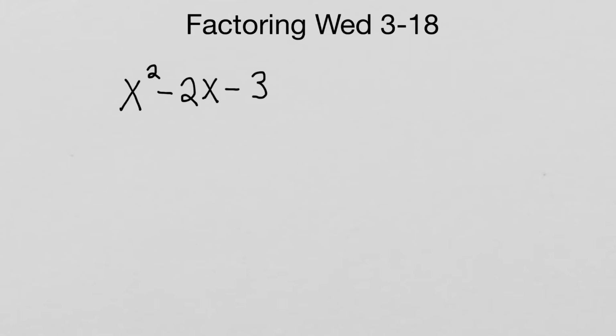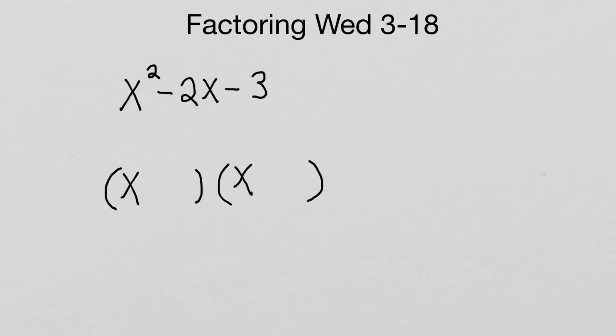Here we've got a trinomial, x squared minus 2x minus 3. We want to factor this into two binomials. So, because there's no number in front of the x squared, it's going to look like this. It's going to be parentheses, parentheses, and we just need to figure out the two numbers with the x. All right? So, here's how you go about it.